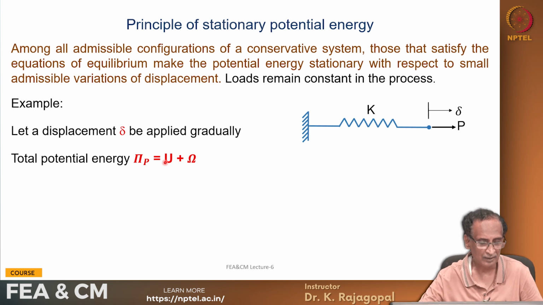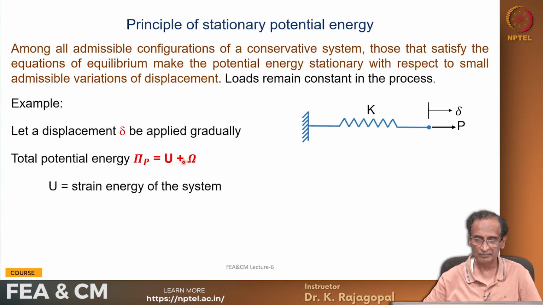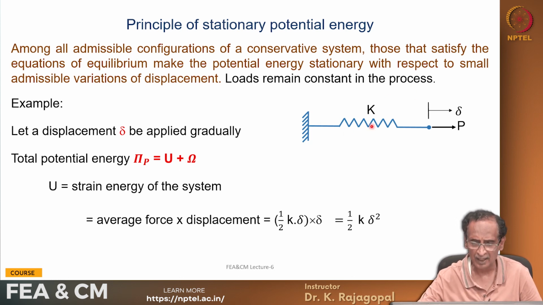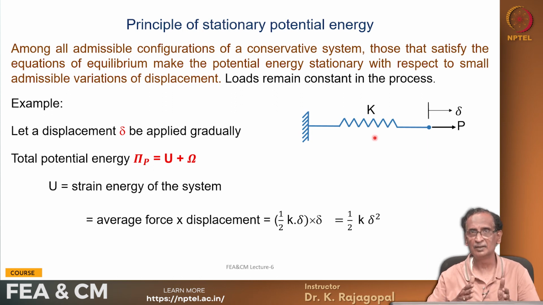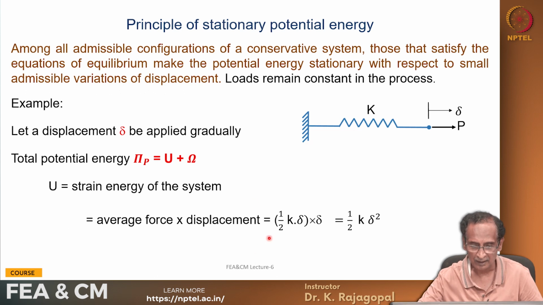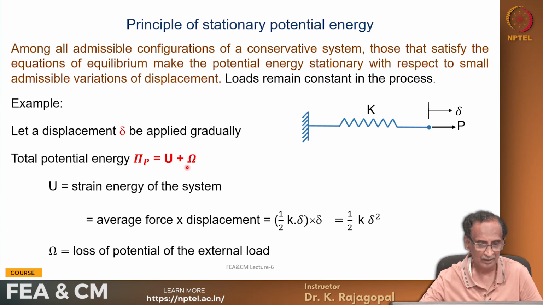and the total potential energy is pi is equal to U plus omega, where U is the strain energy of the system, and that we can calculate is the average force, because the delta is starting from 0 to delta during this application of this deformation. So the average force is K delta by 2, and that multiplied by delta is your average strain energy, that is 1/2 K delta square, okay? And then omega is the loss of potential energy of the external load.